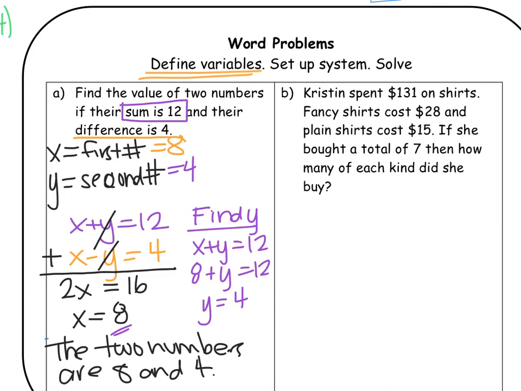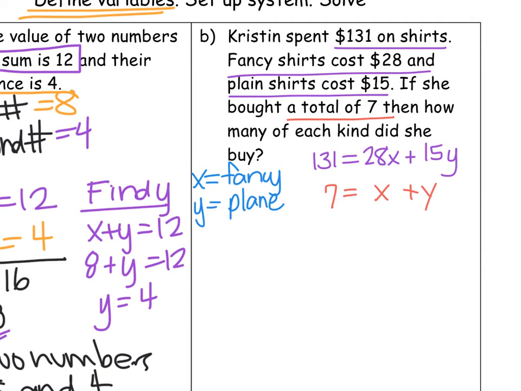So try the second word problem by yourself, pause the video, and then check back for the answer. Okay, so I've set up the equations for you. Our variables are x and y. X is a fancy shirt, y is a plain shirt. So the first part of the word problem says she spent $131 on shirts. So this equation talks about our cost, and this equation talks about our total number of shirts. So fancy shirt is $28, plain shirt is $15, and that total is $131. For a total of shirts is x plus y equals 7.